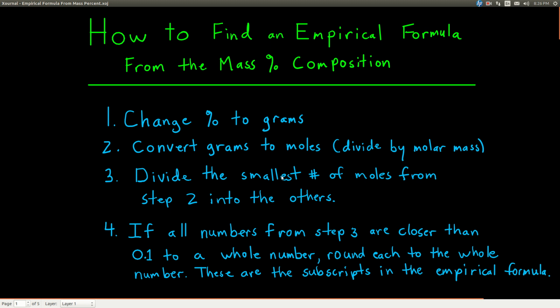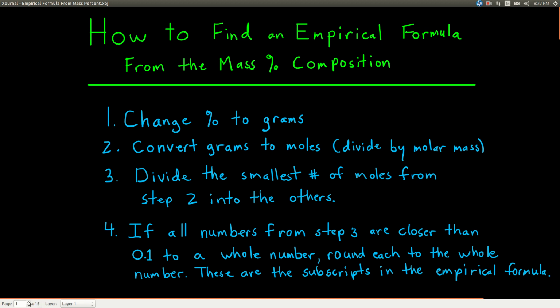Next, you're going to have numbers, moles of each of the elements. Whichever is the smallest number of moles from step number 2, divide it into the others. I'm going to do an example in a second and this will be clear, hopefully. Now once you do step 3, if you get all those numbers and they're closer than 0.1 to a whole number, just round each of those to a whole number, and these will give you the subscripts in the empirical formula, which gives you the empirical formula.